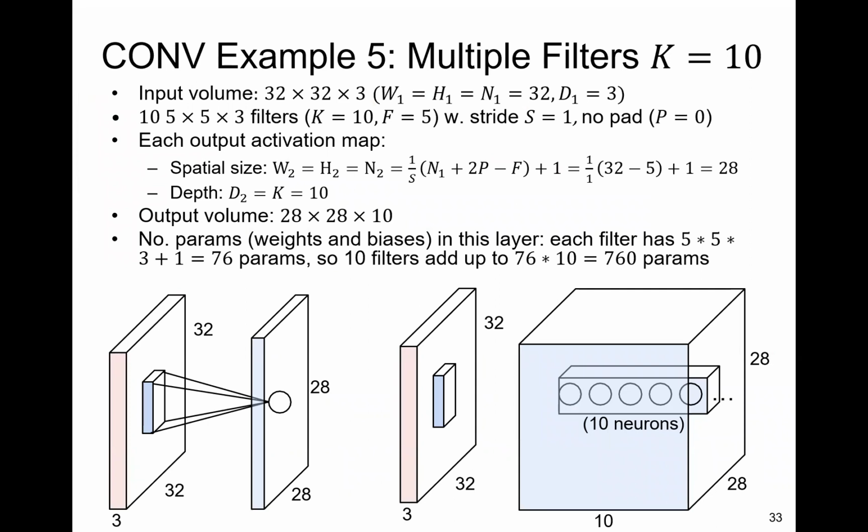So here's an example of multiple filters. Input is 32 by 32 by 3, and you have 10 5 by 5 filters. So you get the output as 28.